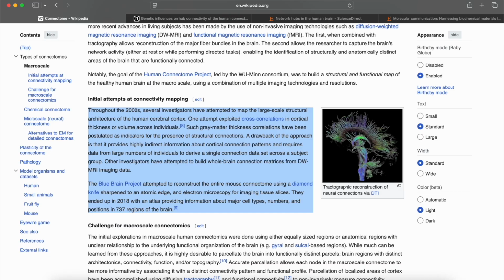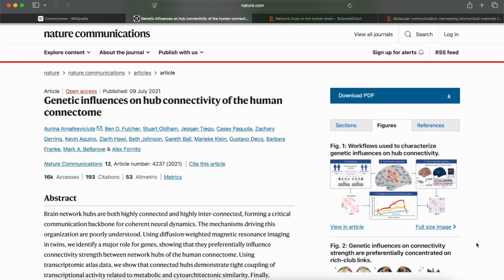The Blue Brain Project attempted to reconstruct the entire mouse connectome using a diamond knife sharpened to an anatomic edge and electron microscopy for imaging tissue slices. They ended up in 2018 with an atlas providing information about major cell types, numbers, and positions in 737 regions of the brain. Now let's go over here, and we're going to read Genetic Influences on Hub Connectivity of the Human Connectome.